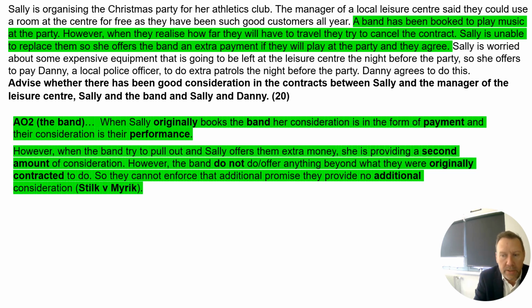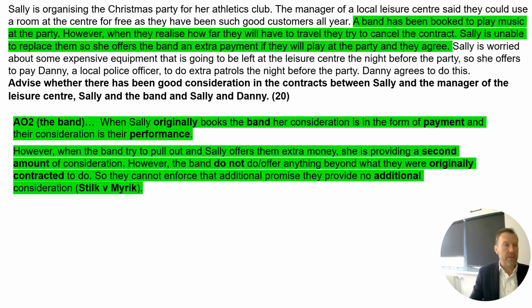So the next point here is that the band aren't doing anything to seal that deal, if you like, by offering any consideration of their own for the extra promise to pay. So at this point there is the original exchange of promises, but in response to this offer for extra money, we don't get anything from the band.